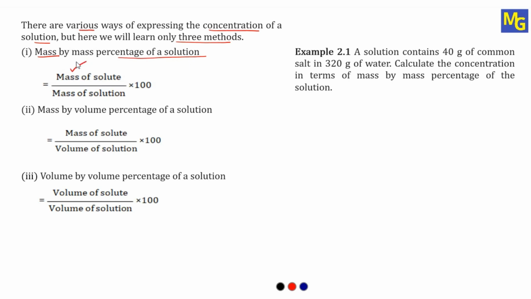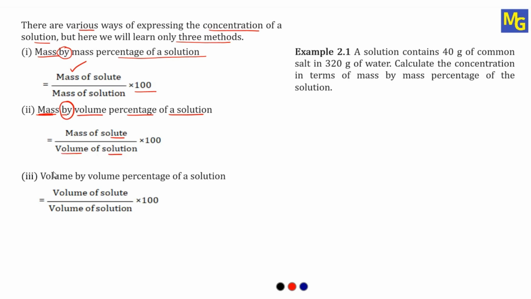The formula is mass of solute. It is mass by mass, where by means divide. So mass of solute divided by mass of solution, multiplied by 100. Solute and solution both should be in terms of mass, that is grams or kilograms, which is called mass by mass percentage. Second one, mass by volume percentage of a solution. Mass by volume means mass divided by volume. At the numerator, there should be solute, so the mass of solute should be in terms of mass, that is grams or kg. By volume means divided by, the solution should be in volume.